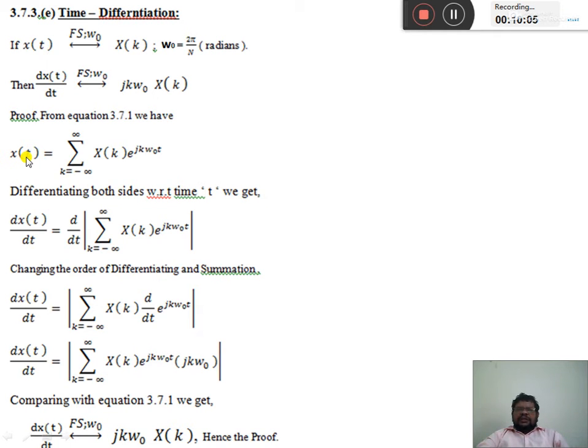Okay, we will take the synthesis equation, that is the inverse Fourier series equation, where you get the time domain signal as an output. So x of t is equal to the summation from minus infinity to plus infinity of x of k e to the power of j k omega naught t. This is the synthesis equation. Differentiating both sides with respect to t, we get this as shown here, and changing the order of summation and differentiation, it can be written like this. At the final result, we will get dx of t by dt is equal to j k omega naught into x of k.